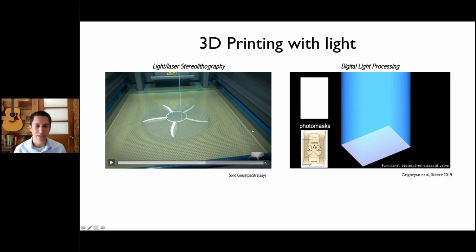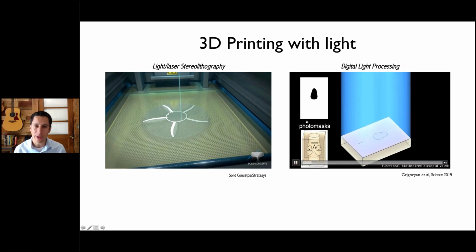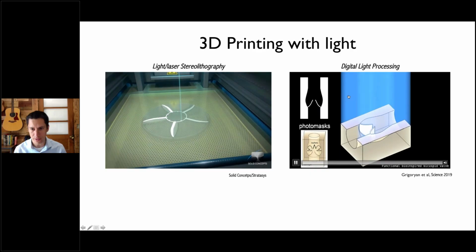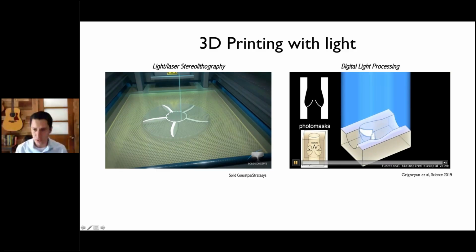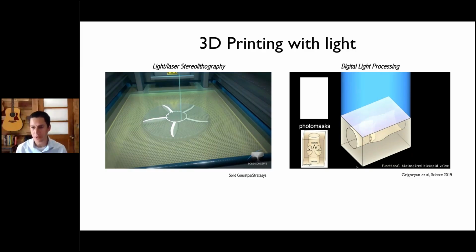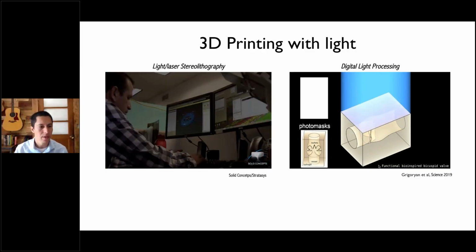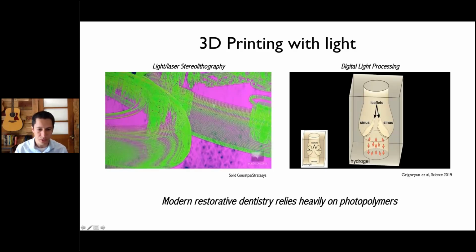That's different from another type of light 3D printing, which we call digital light processing, in that you're not rastering the surface. In this case, what the printer does is it creates digital photomasks, which is what you see here, where the part that is white is exposed to light, the part that is black is being blocked from light. And these digital photomasks are creating the 3-dimensional part that you see here, for this example of a bicuspid valve that was 3D printed in this very nice paper published in Science in 2019.